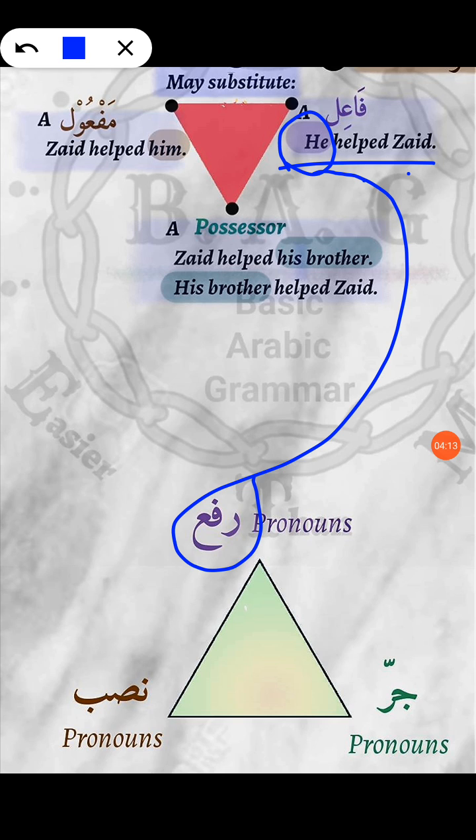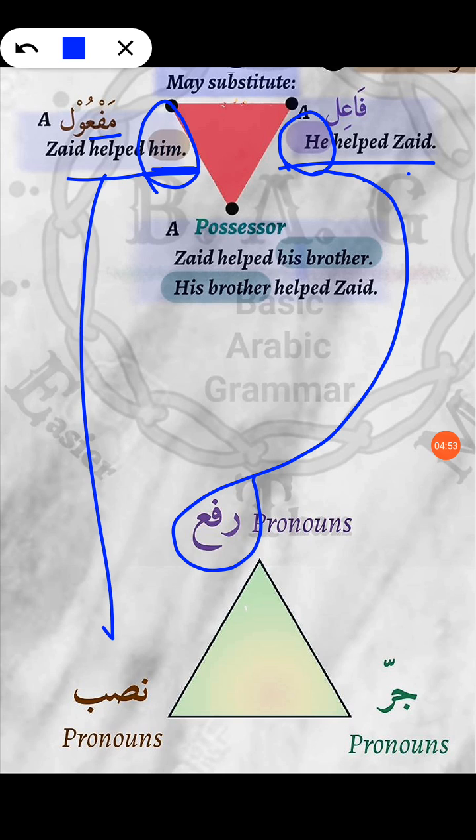Okay, now we are done with the Rafa pronouns. What if the pronoun is substituting a maf'ul in the sentence? For example, Zaid helped him, not Zaid helped I, or Zaid helped he, but him. So you see, you are not going to use he or his or anything else. You're going to use him. Okay, so we have replaced the noun which was maf'ul with a pronoun, and in such scenarios the pronoun that substitutes maf'ul is called a nasab pronoun.